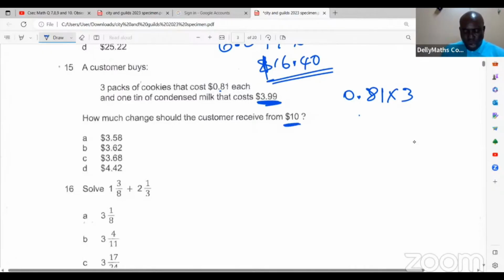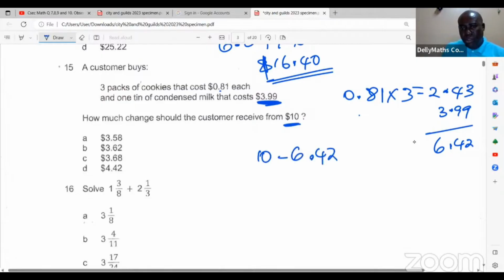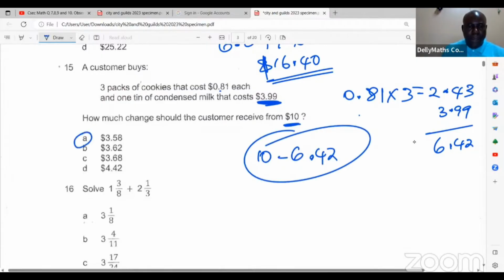So first you want to work out those 3 cookies. So 0.83 times 3, this is about $2.43. And I want to add my $3.99 to that, plus $3.99, and that's going to be $6.42. Then I want to take 10 from that. So 10 minus 6.42, and that's going to give you that.